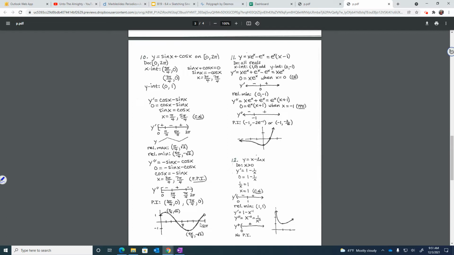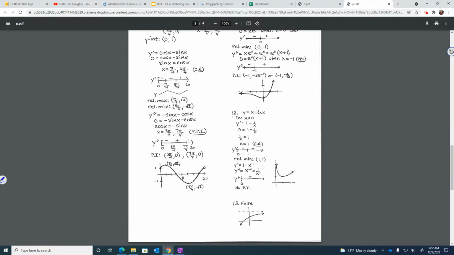Then we have increasing to decreasing to increasing. Relative max there, pi over 4, square root of 2. Relative min, 5 pi over 4, negative square root of 2. Second derivative right here, which gives our inflection points at 3 pi over 4 and 7 pi over 4. It's concave down and then up and then down.